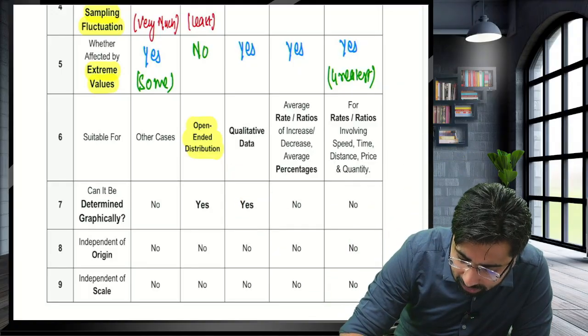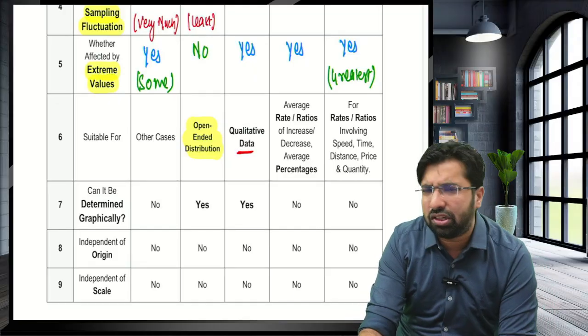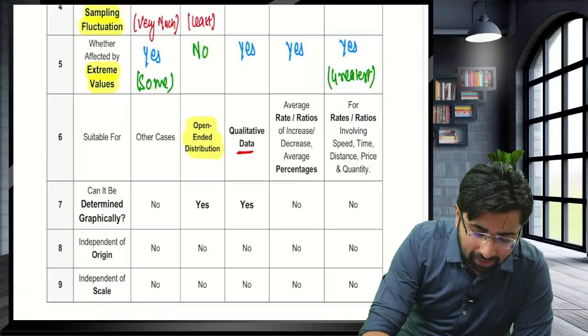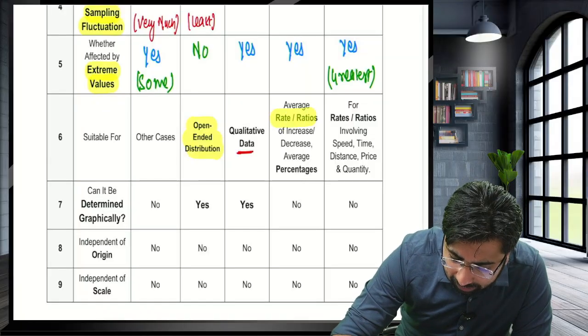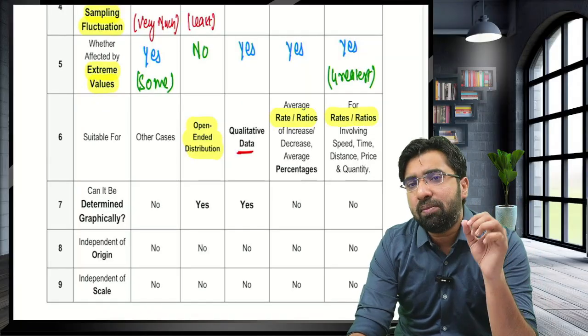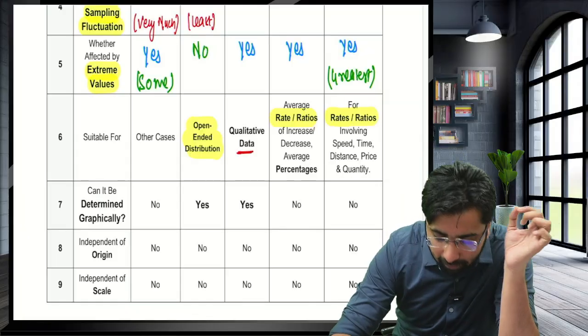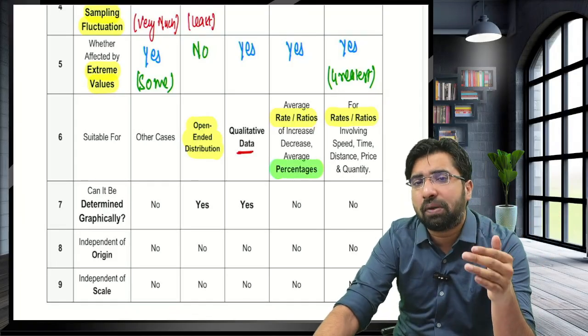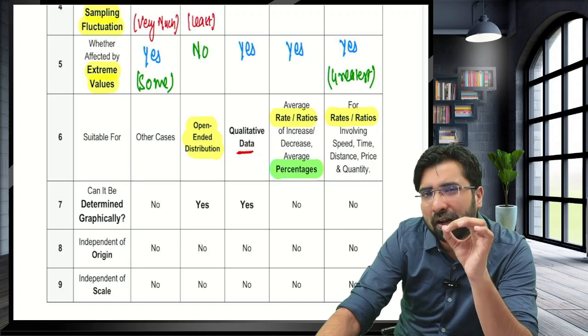Guys, when you need to compare qualitative data, mode is the better measure. I will tell you the practical question on this. Now, very important part, guys. Whenever we need to compare the average of rates and ratios, GM and HM both are preferred. But for percentage, highlight the word percentage, if you want to take the average of percentage, you should specifically prefer GM.